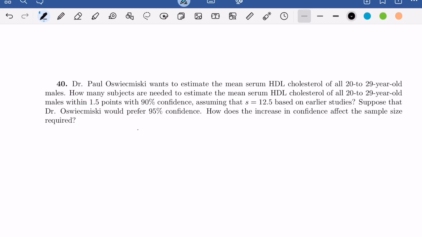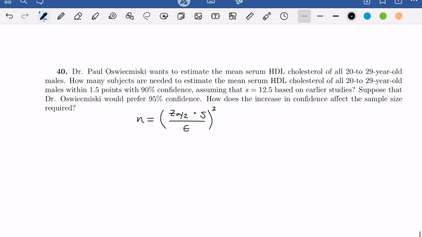So we're going to use this formula to find the sample size required to estimate the population mean. That's what we're doing here. So this is going to be our critical value, z of alpha over 2, times our standard deviation divided by our margin of error here. And then we're squaring this. Okay. So for 90% confidence, we're just going to plug this information directly into this formula.